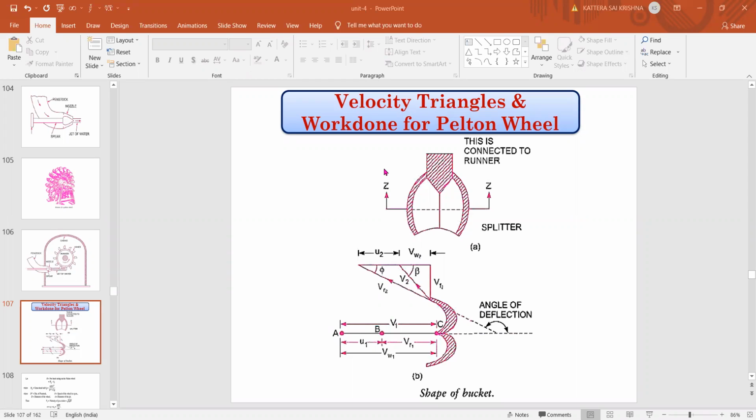Yes, so this is your velocity triangle for the Pelton wheel. You can see here, the jet will come and hit the splitter. This is our bucket shape's sectional view. If you see, this is one of the buckets available here, right? The water coming from the nozzle will hit at the splitter, where we have the splitter. There the water will come and hit in this direction.